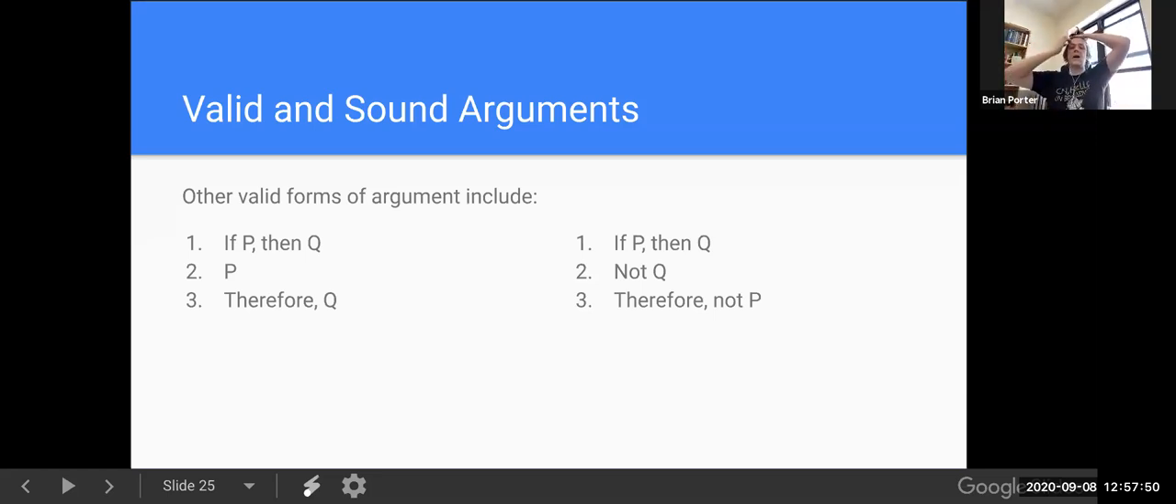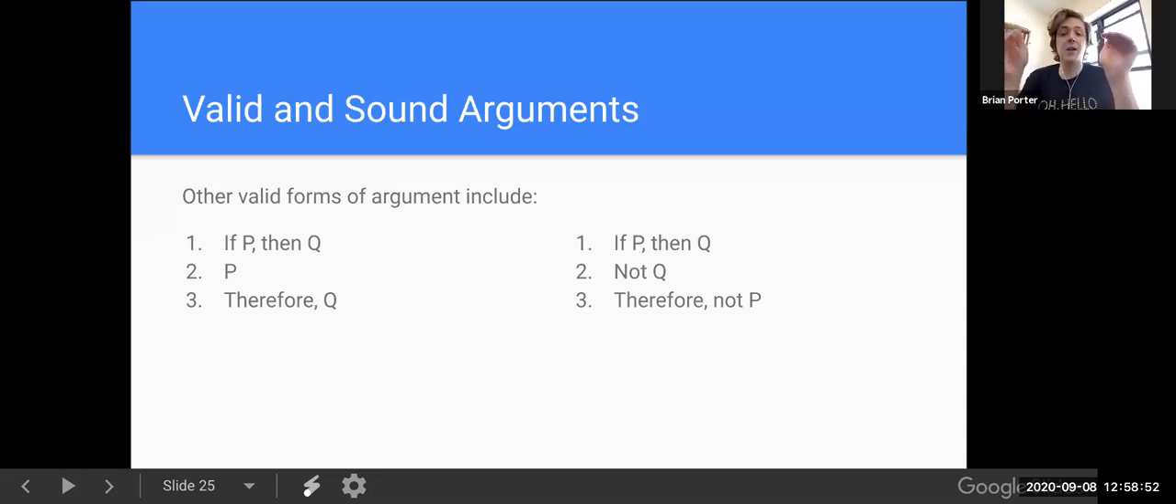So if we plug some things in for P and Q, let's stick with the same examples for P and Q. So if you live in Brooklyn, then you live in New York. That's our first premise, because P for this argument is going to be you live in Brooklyn, and Q for this argument is going to be you live in New York. So if you live in Brooklyn, then you live in New York. That's premise one. Premise two is you don't live in New York. Premise two is denying that Q is true. So here, premise two is denying that you live in New York. So premise two is you do not live in New York. Well, therefore, you do not live in Brooklyn. Because if you live in Brooklyn, then you have to live in New York, because Brooklyn is in New York. So if you don't live in New York, that means you must not live in Brooklyn. Because if you lived in Brooklyn, you would live in New York.